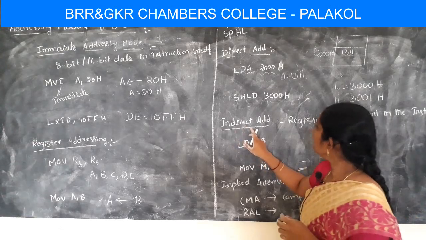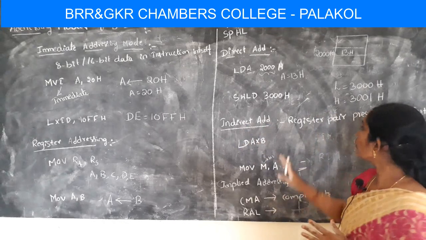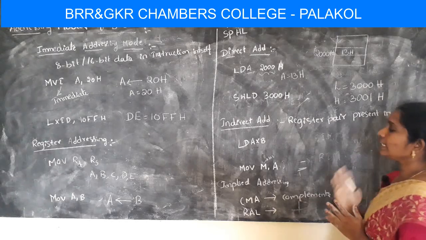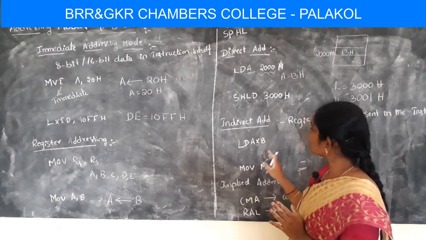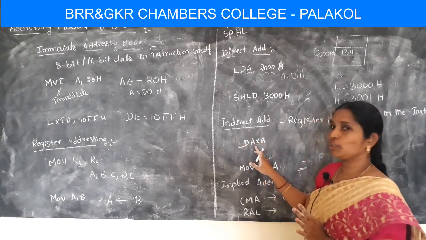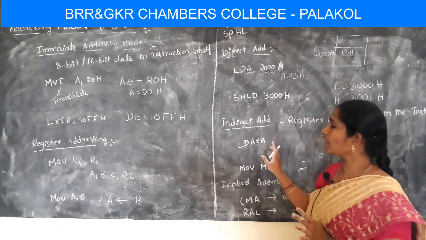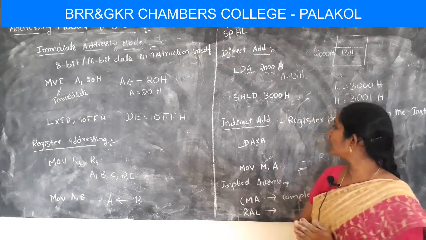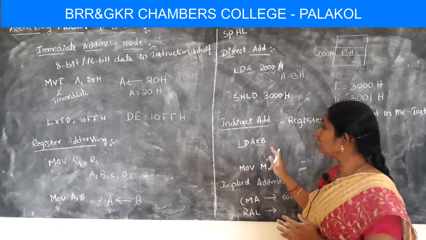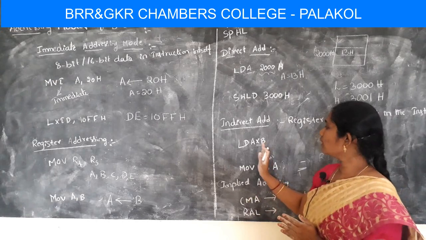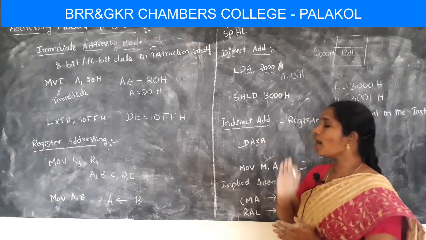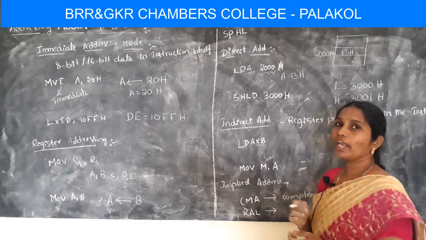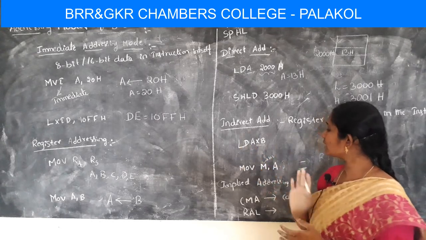After that, indirect addressing mode. In the indirect addressing mode, the register pair is present in the instruction. This instruction is load accumulator with a register pair, here the BC register pair. So the contents in the BC register pair are moved to the accumulator, that is, loaded into the accumulator. This is the meaning of this instruction.